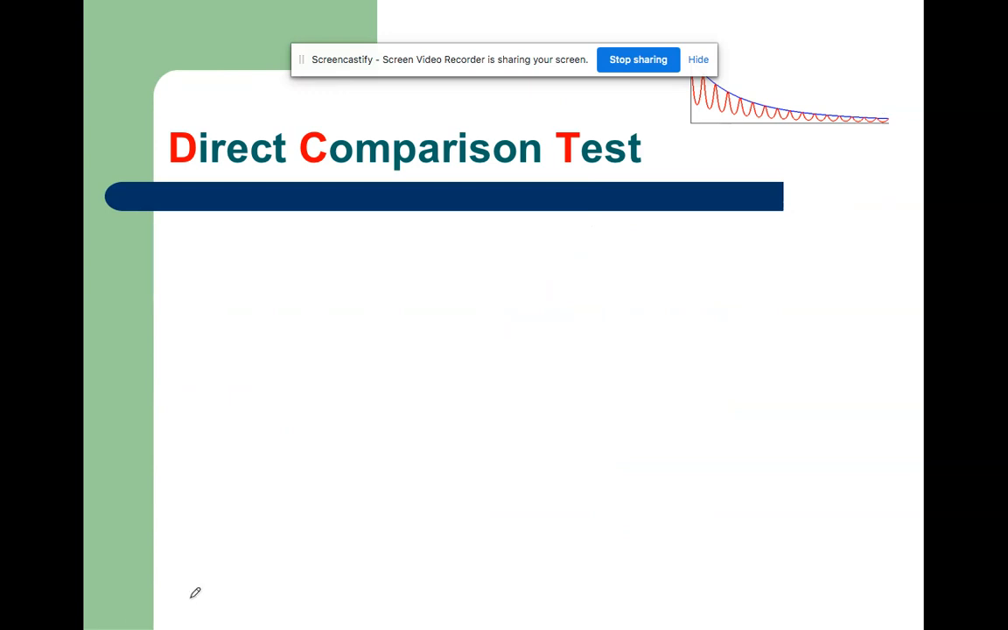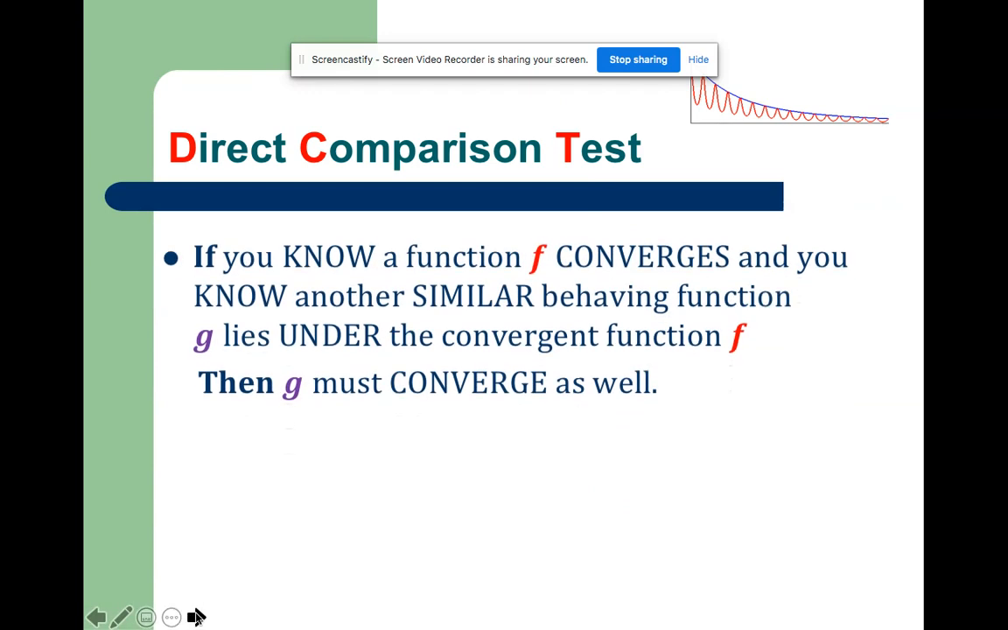That's the direct comparison test. The direct comparison test for improper integrals states, if you know that a function converges, and you have a similar behaving function that lies under it, look at this weird graph I drew. I don't really care what happens at the beginning. I really only care what happens at the end. I'm going to infinity. Then the function that is similar, that you don't know what it does, but lies under the function you know converges, must converge as well, as long as you're under.